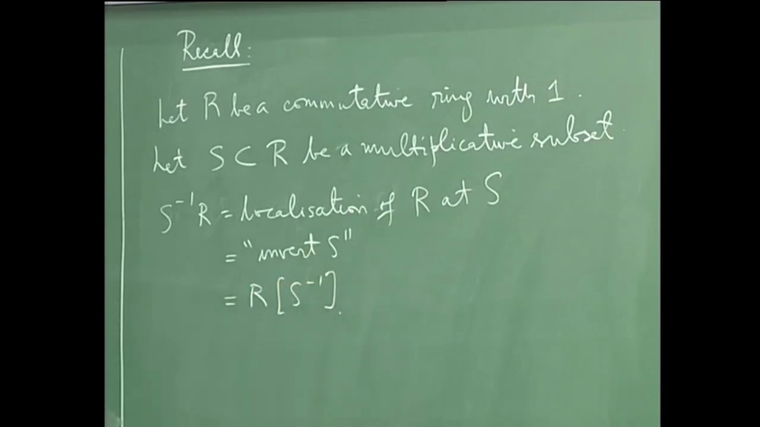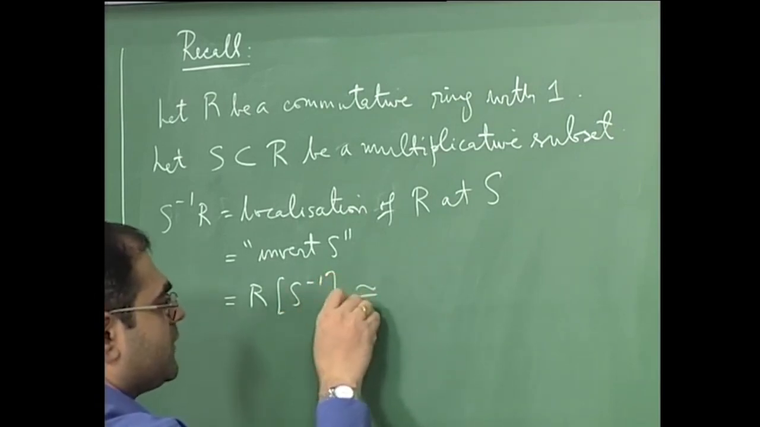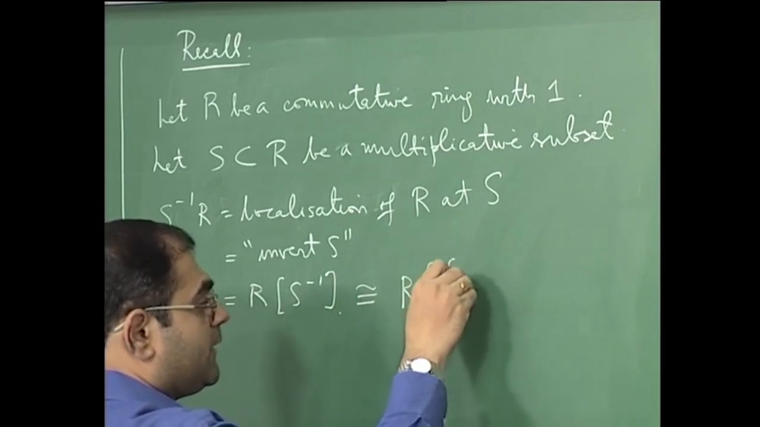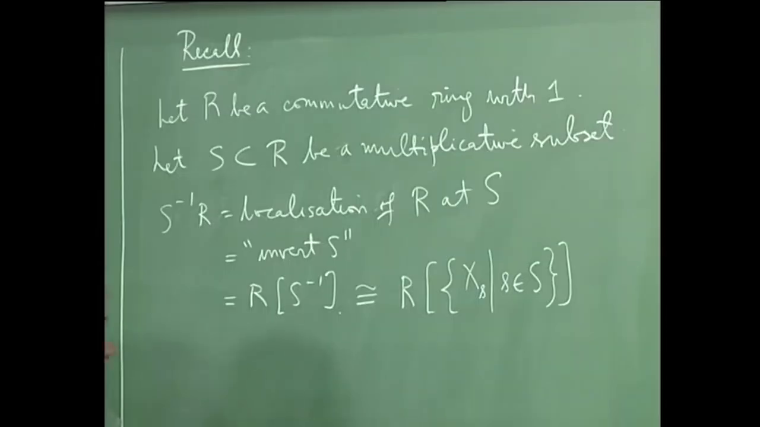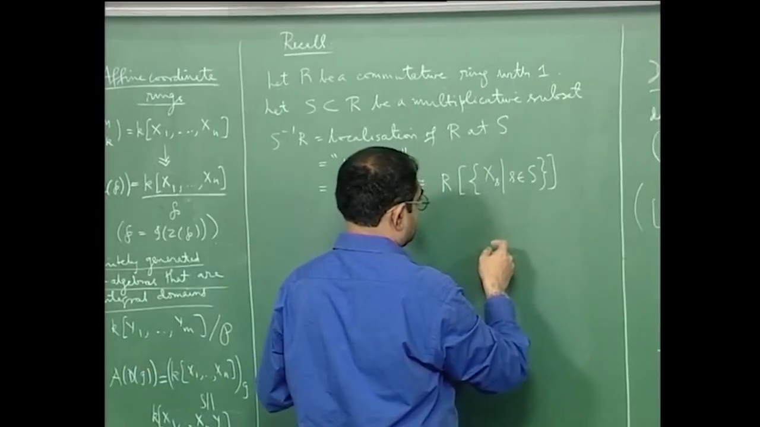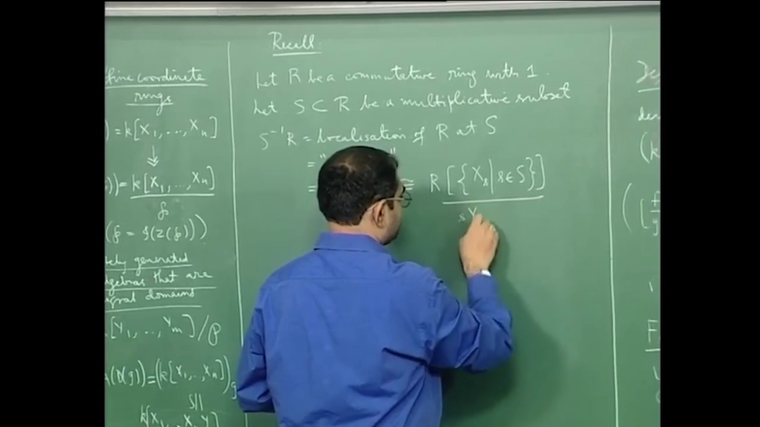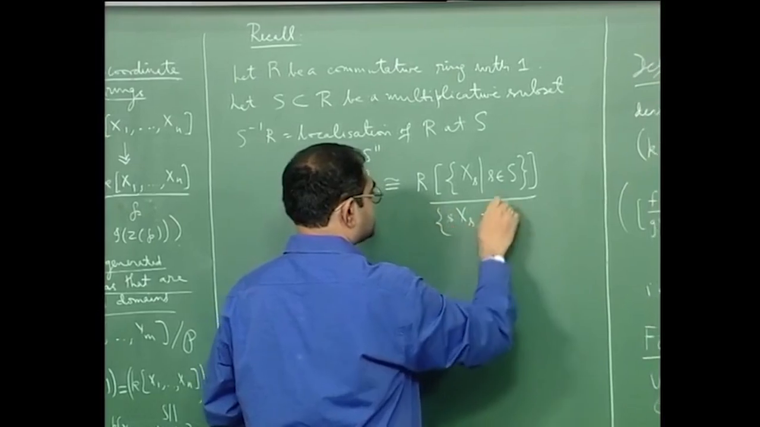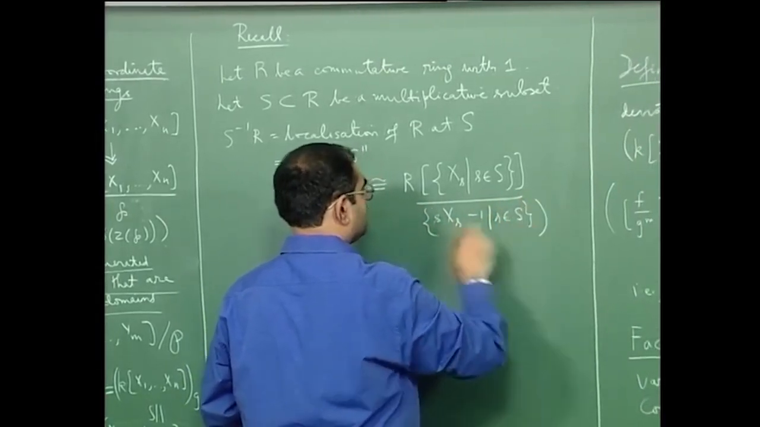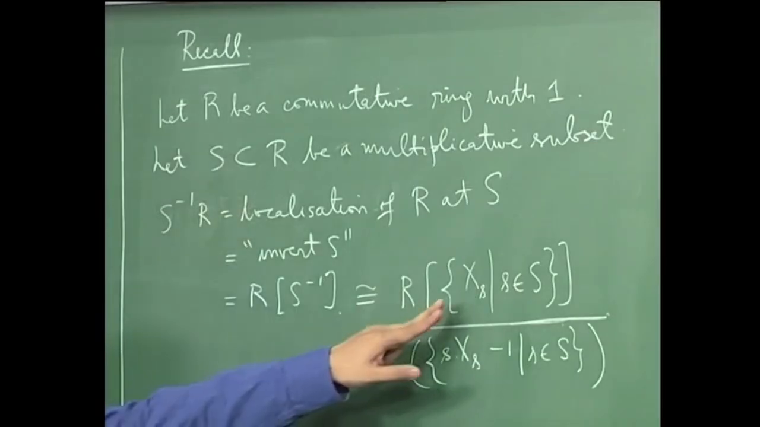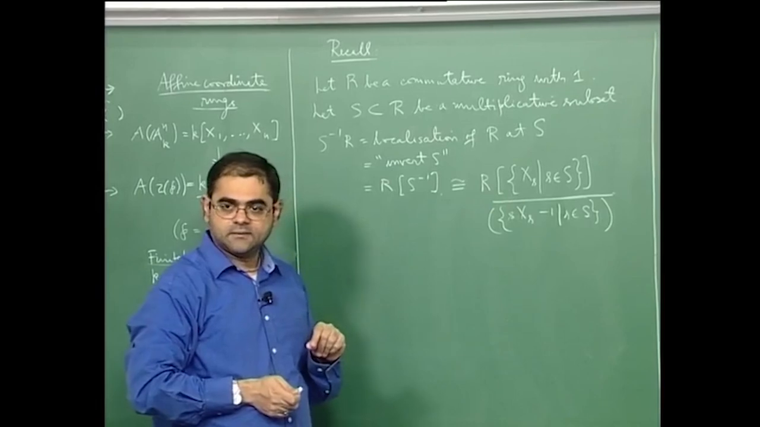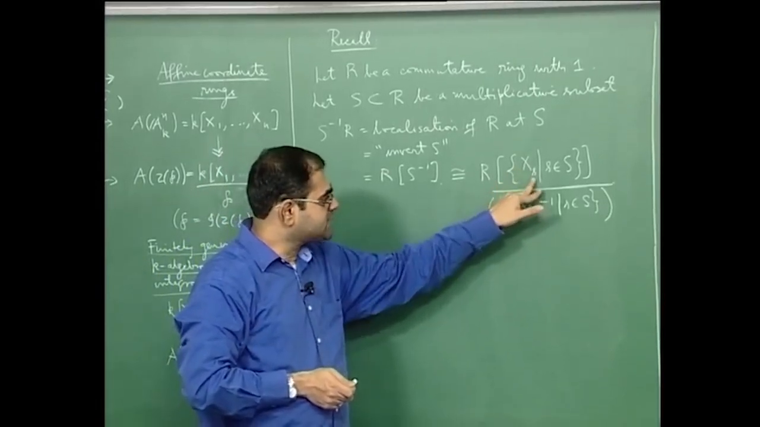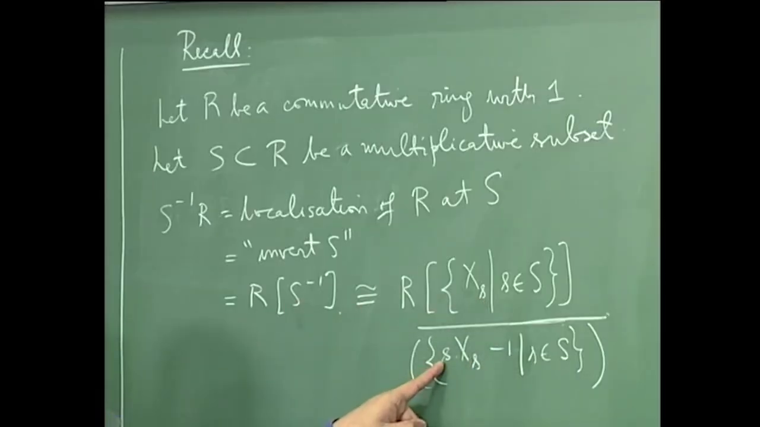The reason why we write it as R S inverse is actually because this is isomorphic to R, you take the polynomial ring over R in as many variables as there are elements of S, and then you go modulo the ideal generated by all these s times X_s minus 1, where s is in S. The point is, how do I invert an element? What I do is I add a variable X_s corresponding to the element small s, and then I kill s times X_s minus 1.